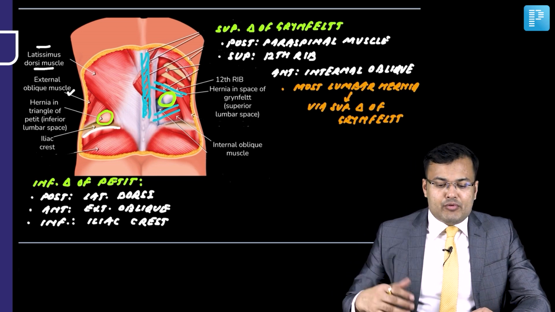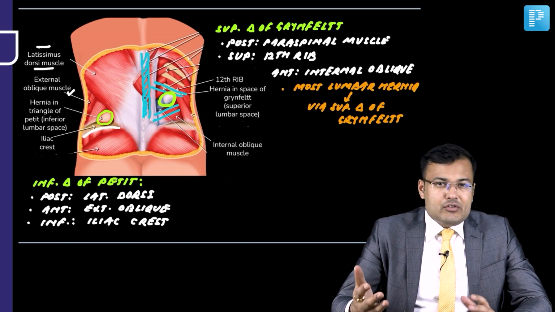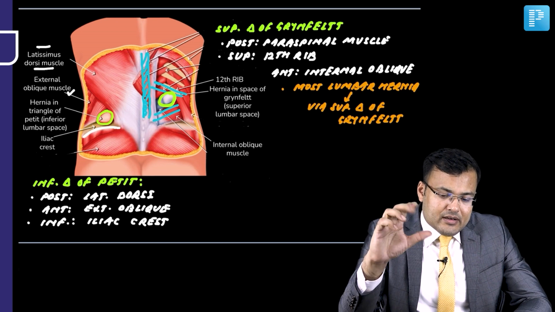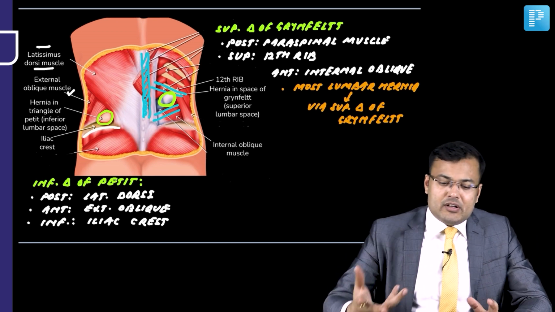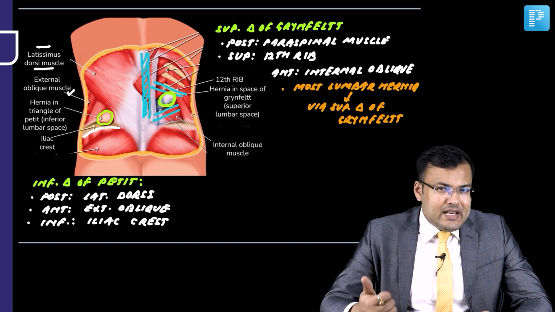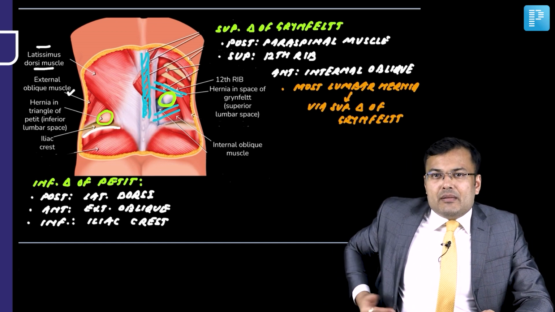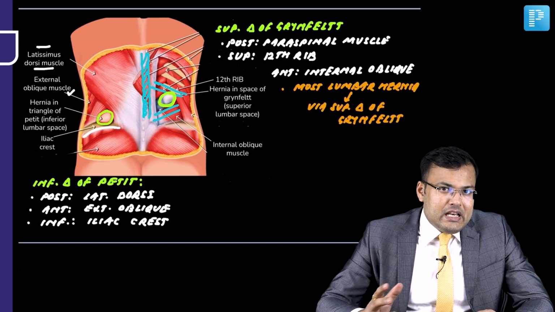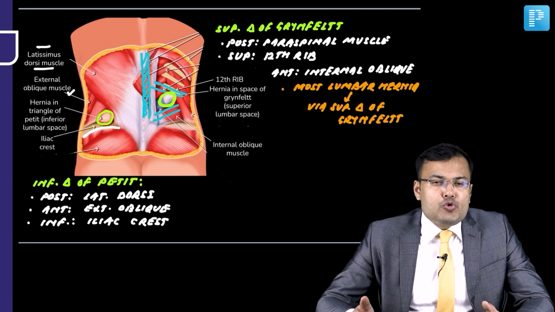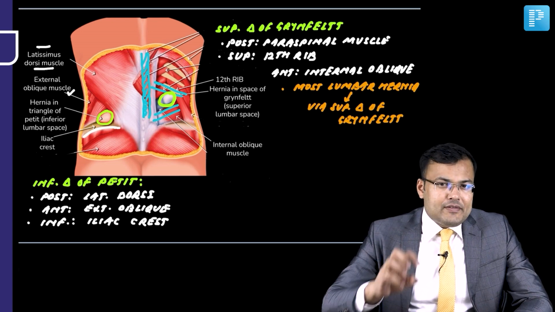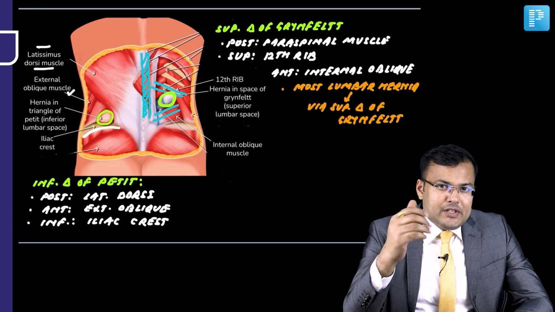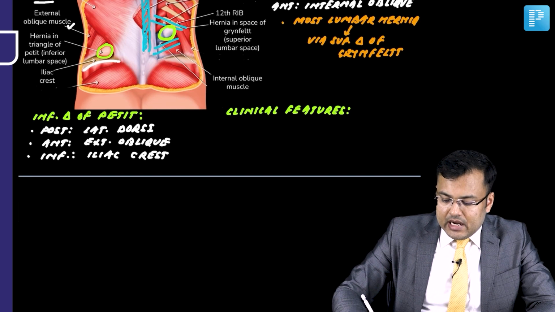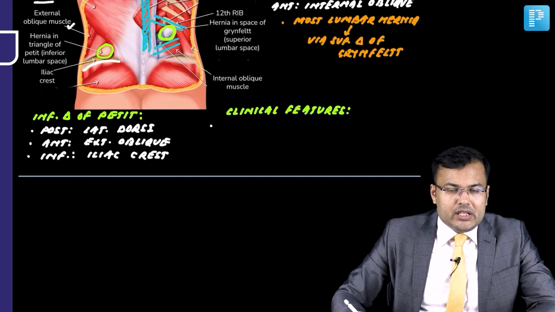Clear? Another important point: in these cases, the patient is not aware that he is having a hernia. Why? Because the size of the defect is larger, and if the defect is larger, the patient is not aware. Some patients come telling us, sir, I have a unilateral bulge in the lumbar region, usually on the left side. If the size of the defect is very large, which complication is rare? Strangulation is very rare.